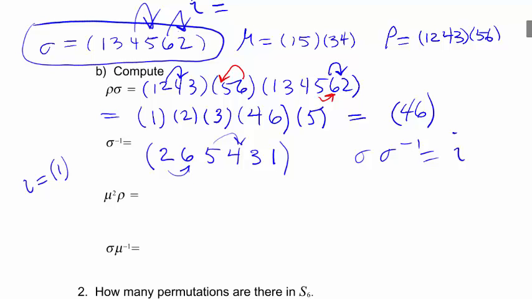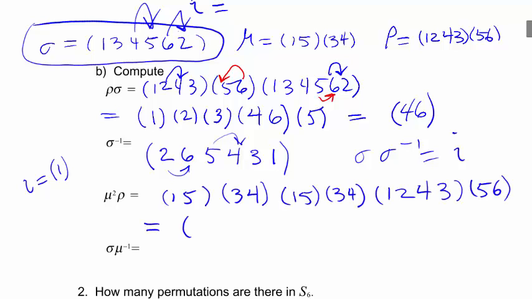Okay, mu squared rho. I put 1 down first. And then I go back and I see what happens to 1. So I start at the right. I see that 1 is sent to 2. And now 2, I keep going to the left. Nothing ever happens to 2 again. So the product sends 1 to 2.